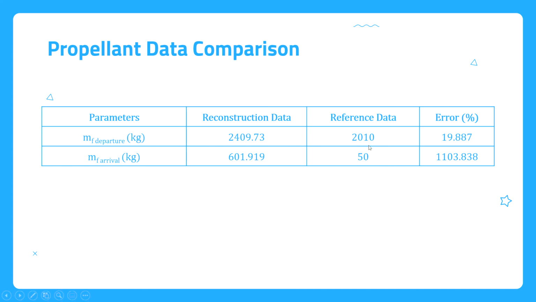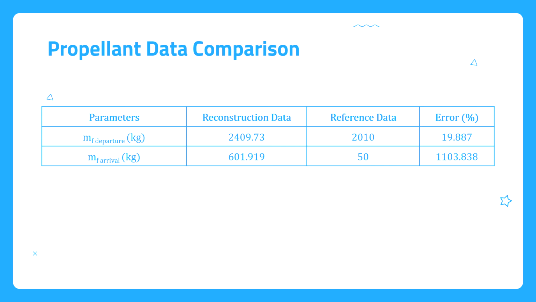While in reality, it's not a two-body problem, and there are a lot of things going on and a lot of things helping the spacecraft to enter the hyperbolic escape trajectory, so the reference data is actually smaller than the reconstruction data. Here, the MF at arrival from the reconstruction data is about 600, while the reference data is only 50. So that gives a really big error.